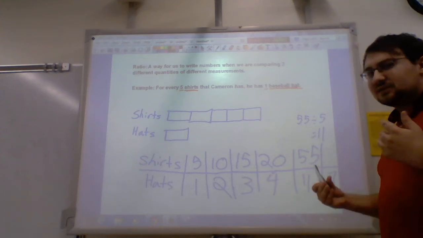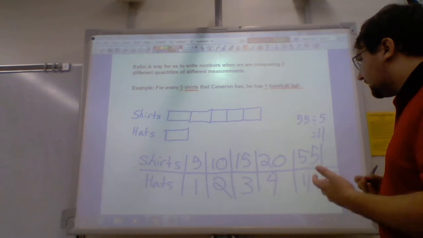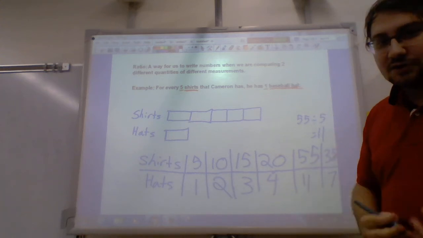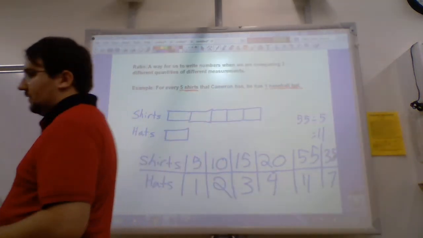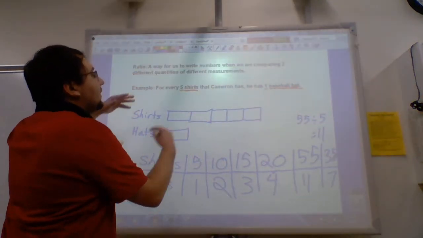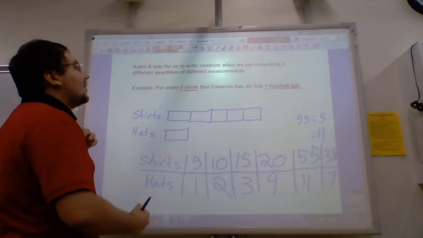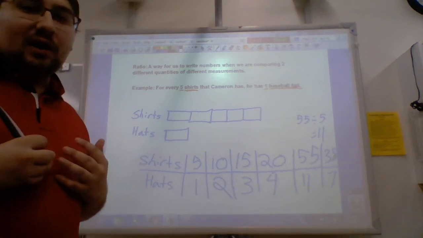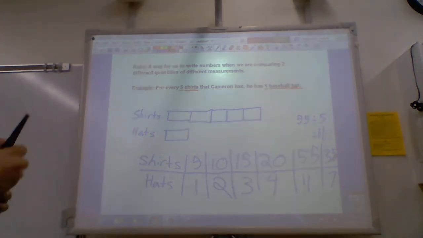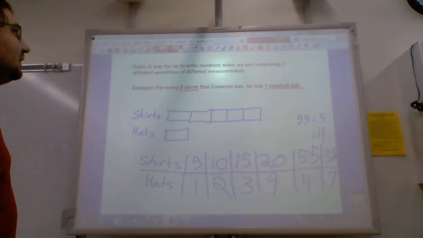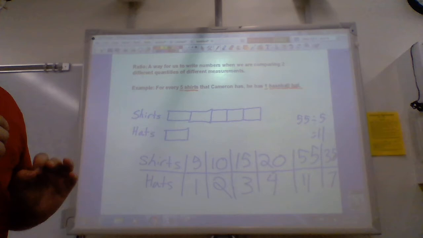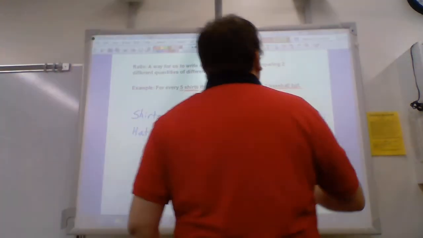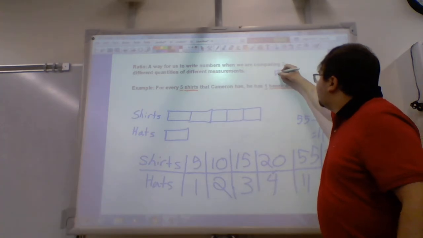What about 7? 7 times 5. Okay, so he must have 35 shirts. So ratios will not only help us go one way, but they can also help us go the other way. If we know how many hats he has, we can find out how many shirts he has. If we know how many shirts he has, we can find out how many hats he has. There's a specific way that we need to write down ratios. Ratios are written out like this.